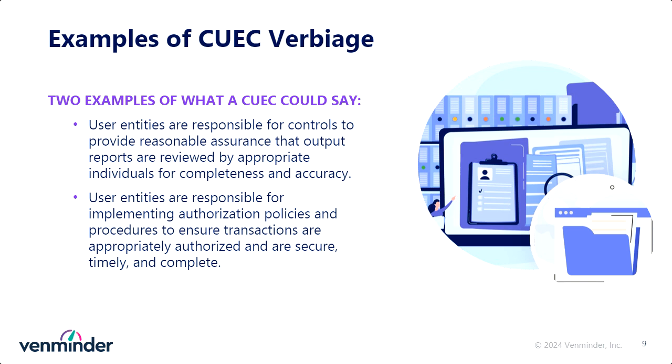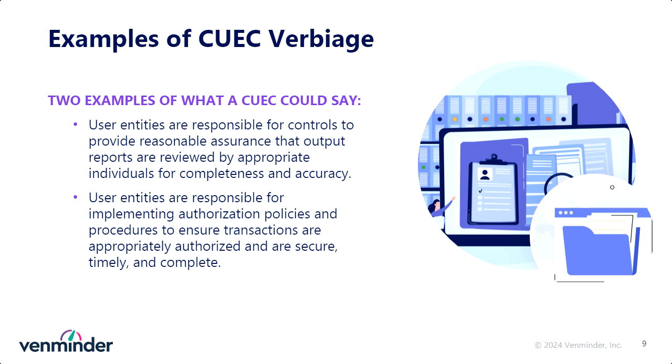These are a couple of examples of what a CUE could say. The first one, user entities are responsible for controls to provide reasonable assurance that output reports are reviewed by appropriate individuals for completeness and accuracy. And really what that's saying is, hey, if we provide you a report, it's your responsibility to read it and make sure that it's complete and accurate, and then let us know if it's not. Otherwise, how would we know to fix it?